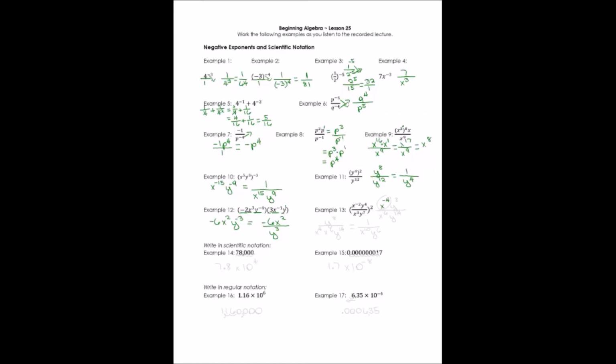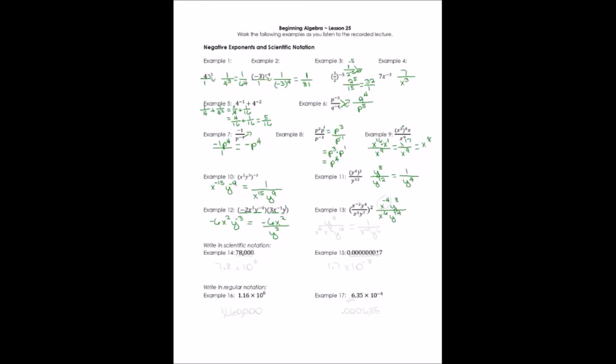Y to the power of 4 raised to the power of 2 is going to be y to the 4 times 2, which is 8. That's my numerator. Let's do the same thing in the denominator. We've got to raise those to the power of 2. X cubed to the power of 2 is going to be x to the 3 times 2, or 6. Y to the 7th raised to the power of 2 is y to the 7 times 2, or 14.